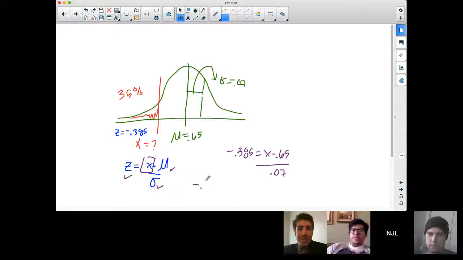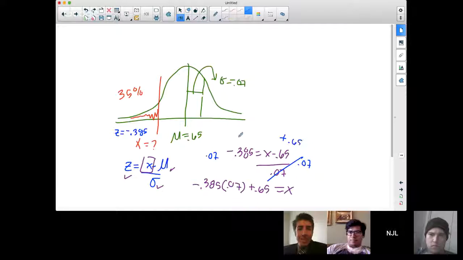Yeah, my answer, I get 0.3805. Okay, so negative 0.385, that's our z-score, correct? Mm-hmm. So to solve for x, we have to multiply both sides by 0.07, and then add 0.65 to both sides. Oh, I goofed. I put 3.85. Yeah, that's what I got.